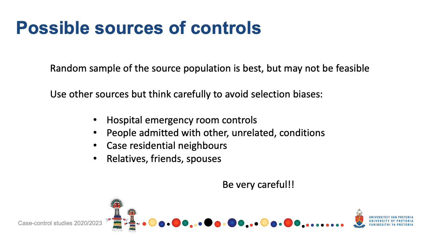Sometimes people turn to hospital emergency room controls for cases that are sick people or people admitted with other unrelated conditions. Or you might look at residential area and look at neighbors of the cases or relatives, friends and spouses, but be very careful to avoid selection bias.